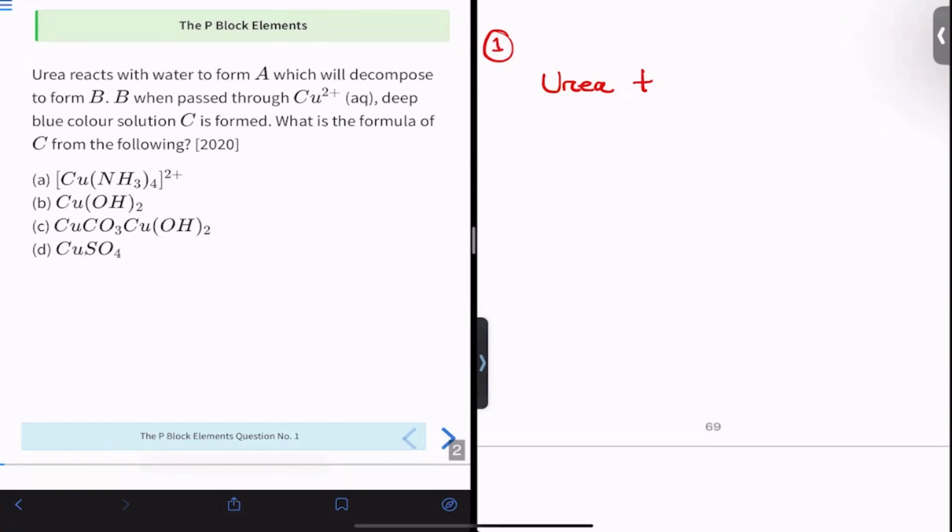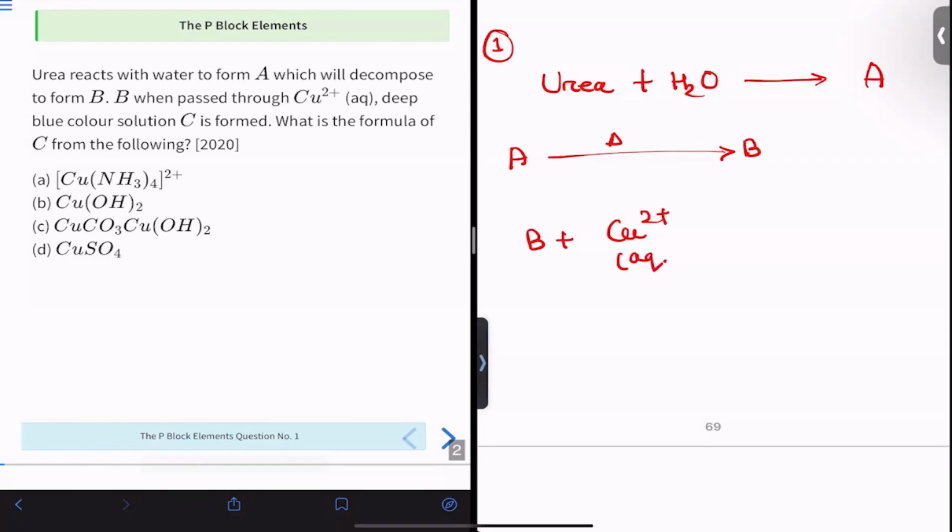So urea, when it reacts with water, gives a compound A. Then A will decompose to form B. Decompose means when you heat A, it will give B. Then they are saying, when B is passed through copper aqueous solution, a deep blue colored solution C is formed. C is a deep blue colored solution.